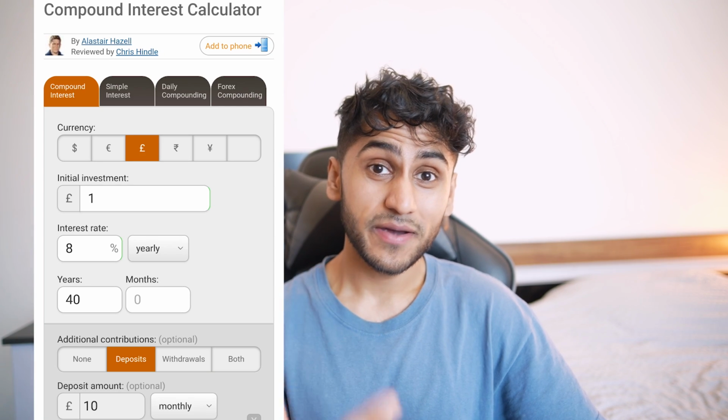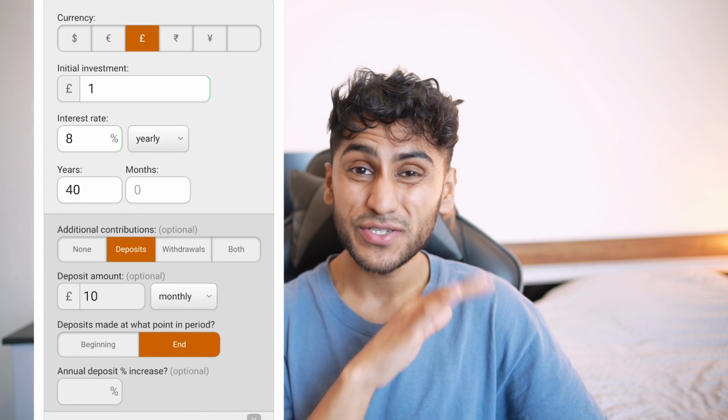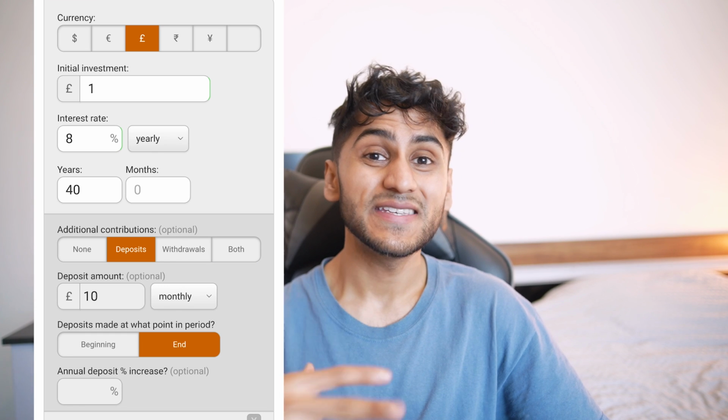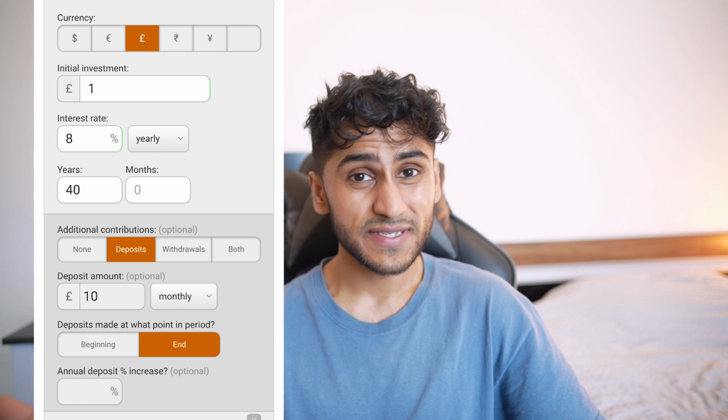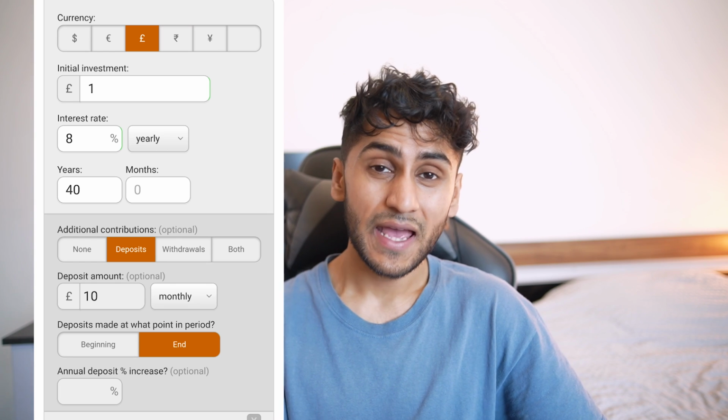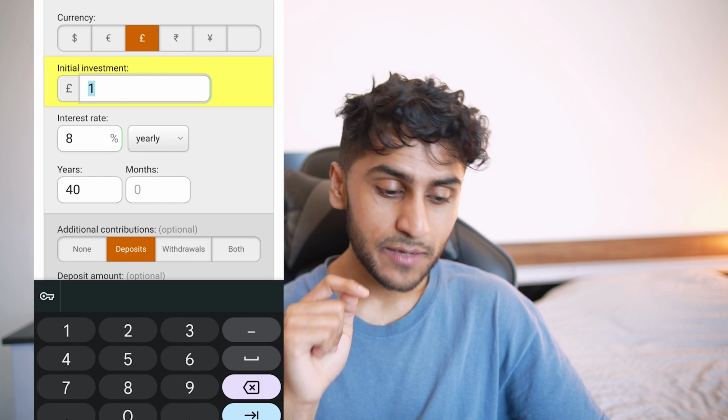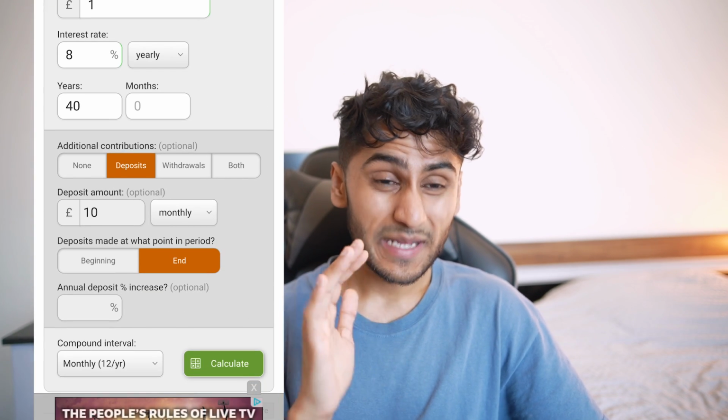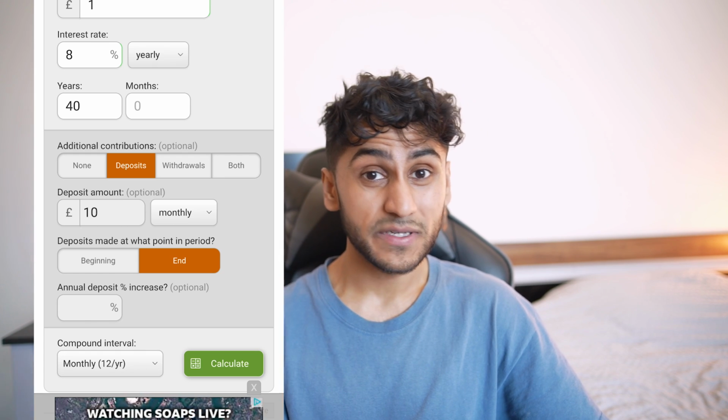So if I use this compound interest calculator, I can show you how much you could expect to be earning by consistently investing every month. This is based on an annual return of around 8%, which the S&P 500 historically has done a bit more than that. But let's say we put in £1 today and we invest £10 monthly. If you're thinking about 40 years with only putting £10 a month, which I'm sure most of you can do, let's just see how much that brings us.